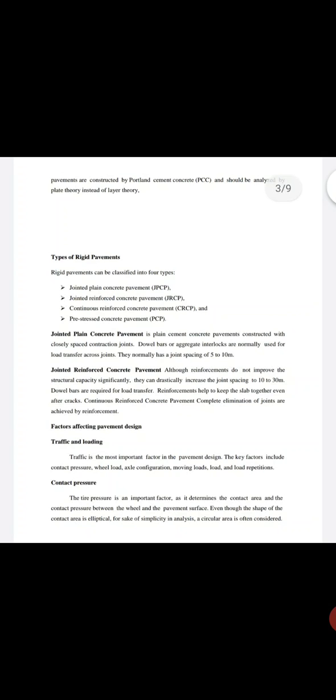See, contact pressure: the tire pressure is an important factor as it determines the contact area and the contact pressure between the wheel and the pavement surface. Even though the shape of the contact area is elliptical, for the sake of simplicity in analysis, a circular area is considered. See, wheel load: the next important factor is the wheel load, which determines the depth of pavement required to ensure the subgrade soil does not fail.